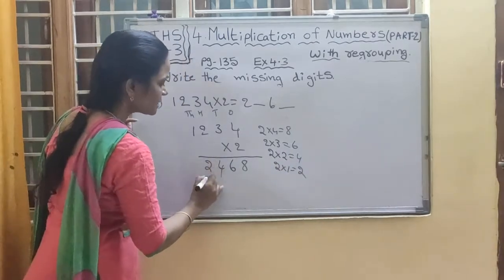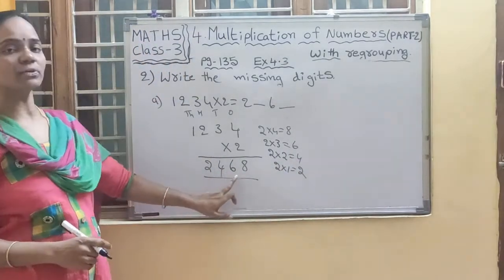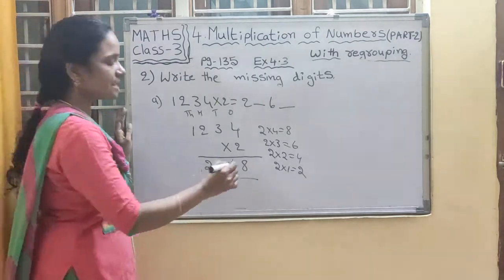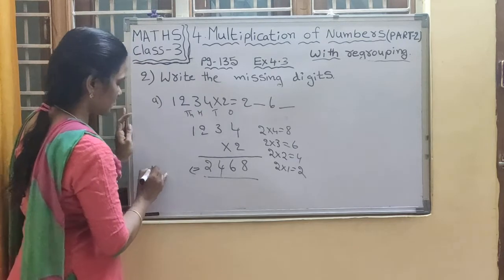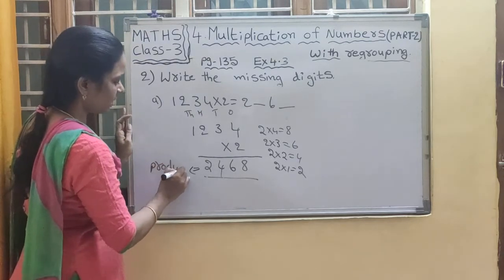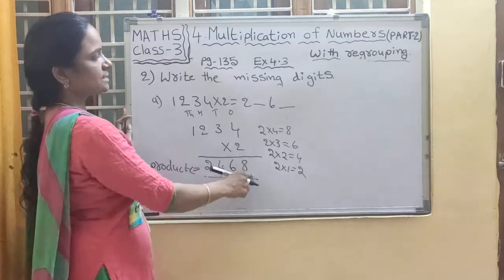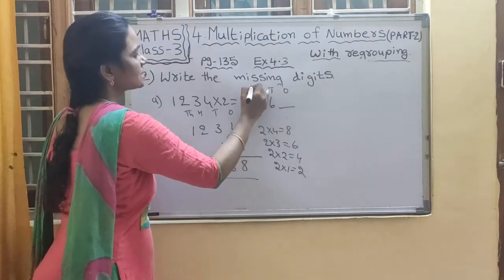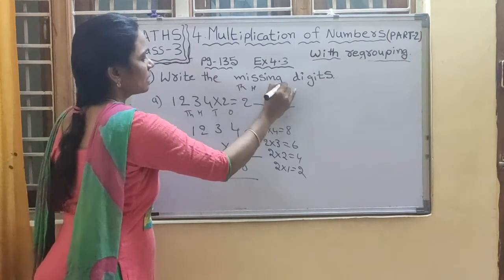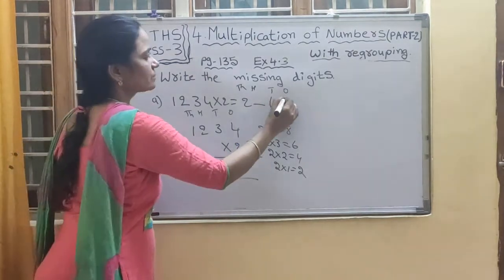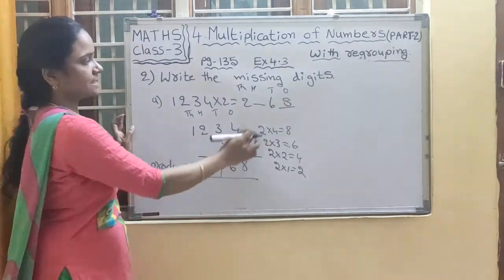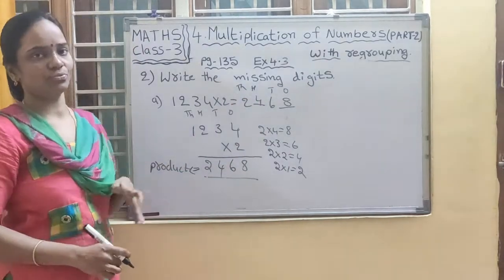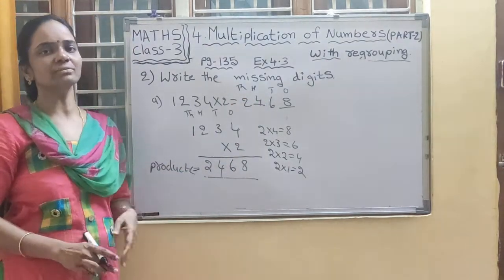So what is the answer? 2468 is the answer. So this is the product. This is called the product. 2468. Now write down the missing digits. What is the ones place digit? The ones place digit is 8. The tens place digit is 6. The hundreds place digit is 4. The thousands place digit is 2. Understood, children? Note it down.